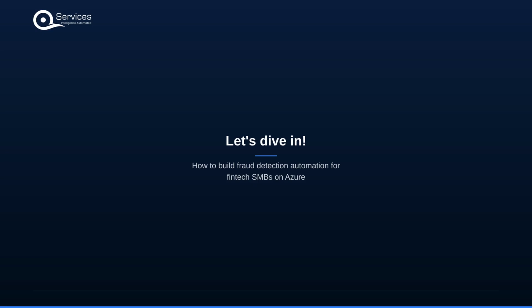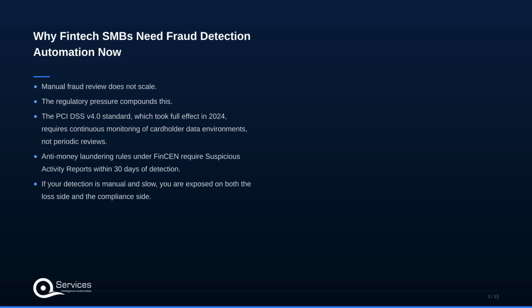Let's get into it. Next up, why fintech SMBs need fraud detection automation now. Manual fraud review does not scale. A payments team reviewing flagged transactions by hand might catch obvious anomalies, but it misses velocity attacks, account takeover patterns, and cross-channel fraud that only shows up when you analyze data in motion.